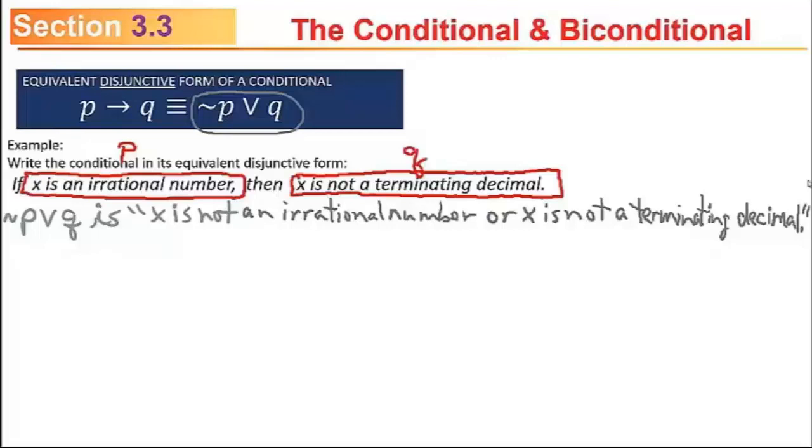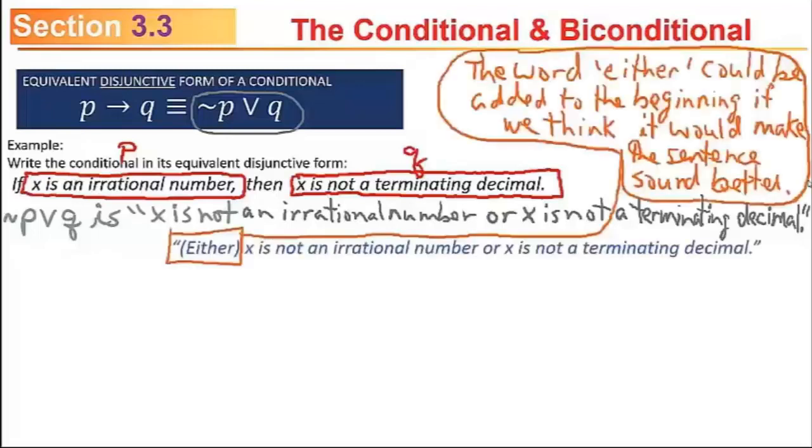So you put not p ORed with q, and you get the statement x is not an irrational number or x is not a terminating decimal. Simple enough. If you wanted to add the word either to make it sound a little bit better in English, you could. So if you wanted to make it sound maybe slightly less stilted, you could add the word either in front and say either x is not an irrational number or x is not a terminating decimal, but that's optional. You don't have to do that.